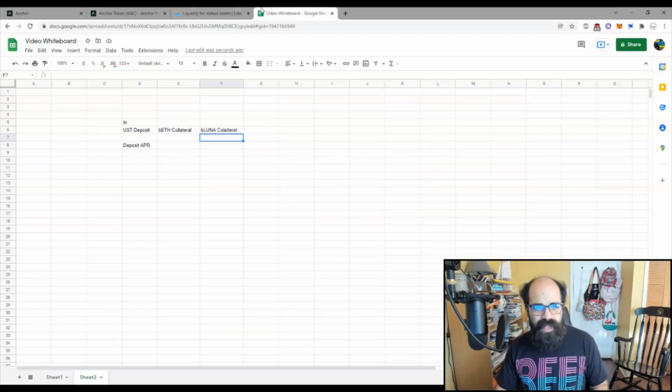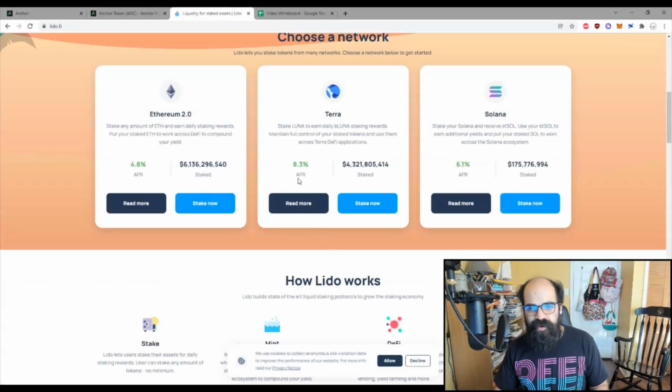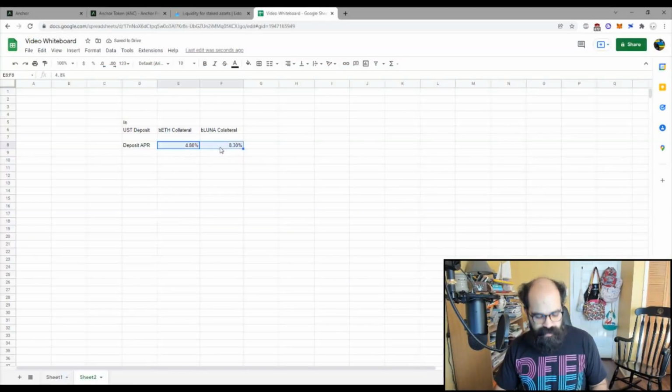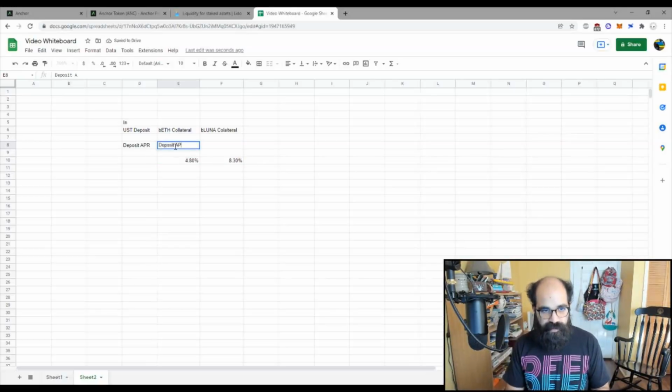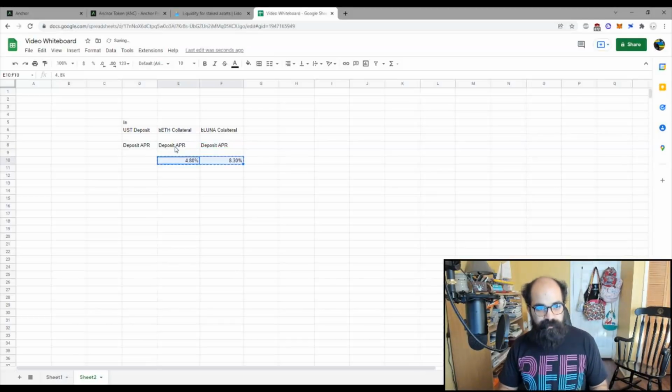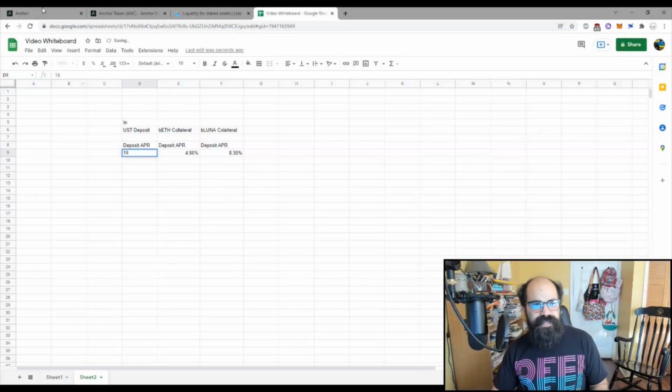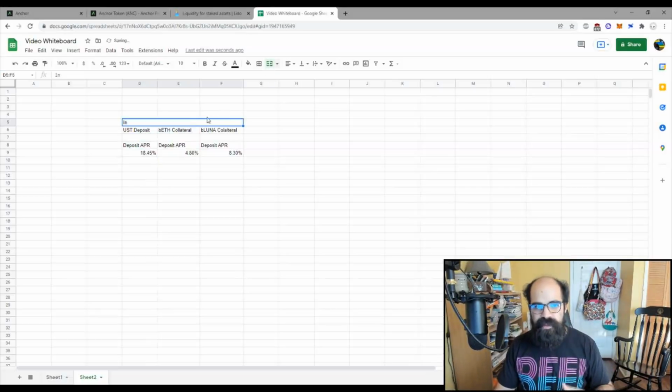I'm going to get those down. 4.8% and was it 8.3%? You guys will tell me if I'm wrong. 4.8, 8.3. Okay, cool. So these are the APRs, these are the deposit APR. Oh, went too far down. Okay, I think this one is 18.45%. Cool. Okay, so this is all the income that Anchor is getting that they can use for the yield.